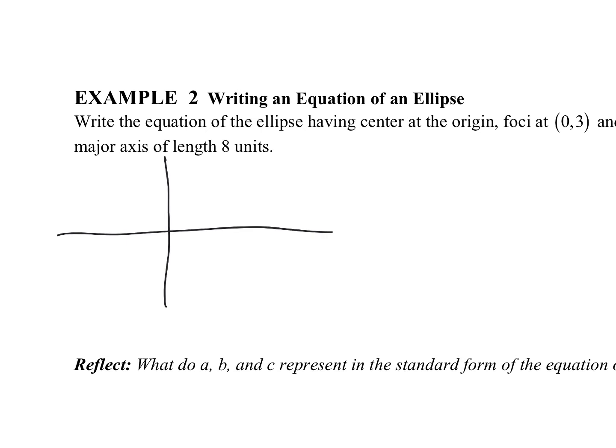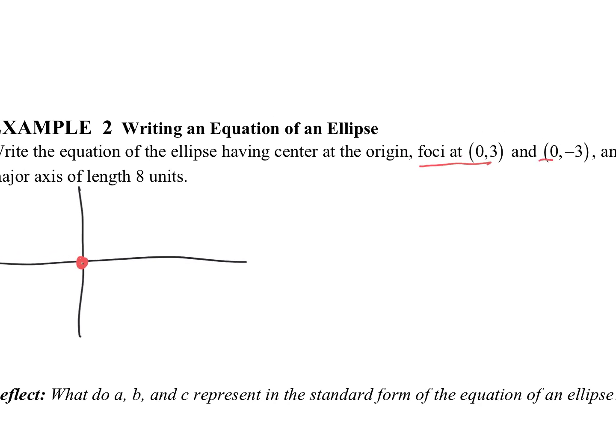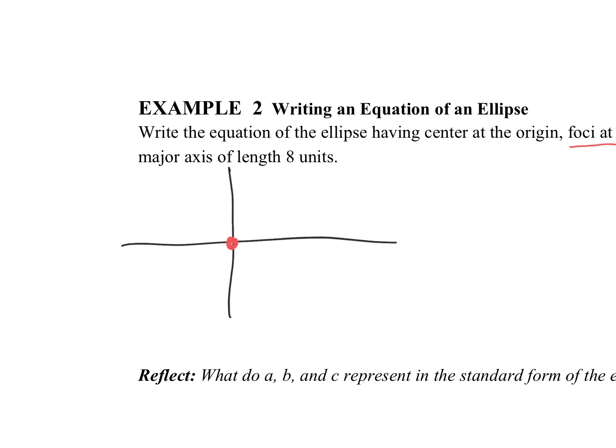Here is my origin. He said I have foci at 0, 3 and 0, negative 3. 0, 3: 1, 2, 3. I have a focus up there. 1, 2, 3. I have a focus down here. Call that focus 1, focus 2. This is 0, negative 3.